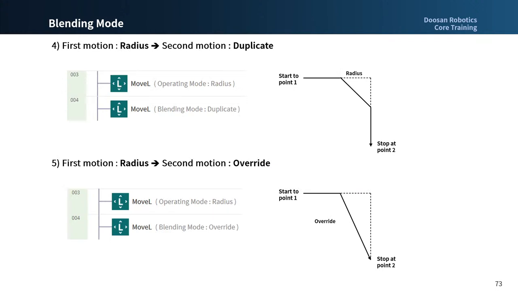Next, I will explain the duplicate and override option. Even if the radius is applied to the preceding motion, this option determines whether to complete while keeping the preceding motion or override it with the following motion, depending on the following option. So when you select the override option for a second motion, it moves without following the directional properties of the first motion, and it goes forward to the point when the first motion reaches the set radius point.